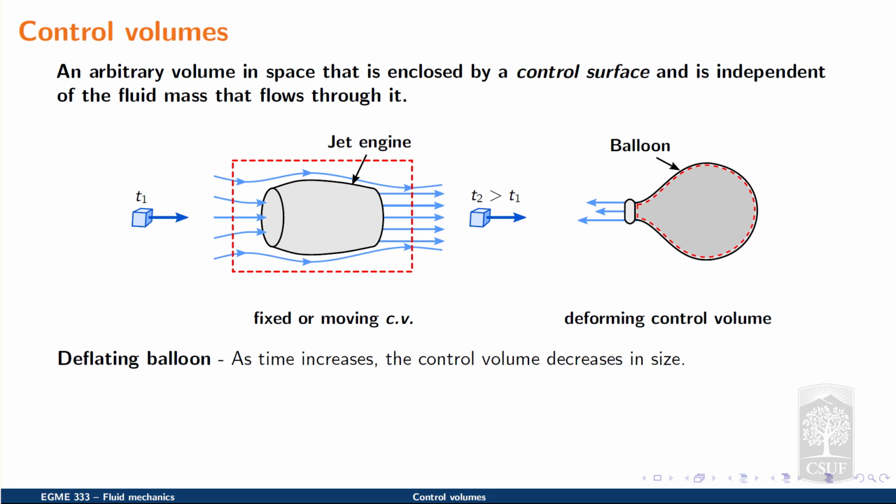Additionally, the shape of the control volume does not have to be fixed. Control volumes can have a deforming feature, such as in a deflated balloon where the control surface is defined by the inner walls of the balloon. So with increase in time, in this example, the size of the control volume will decrease.